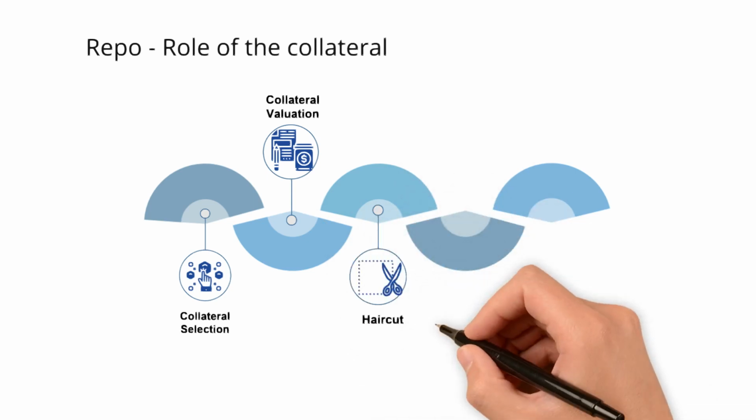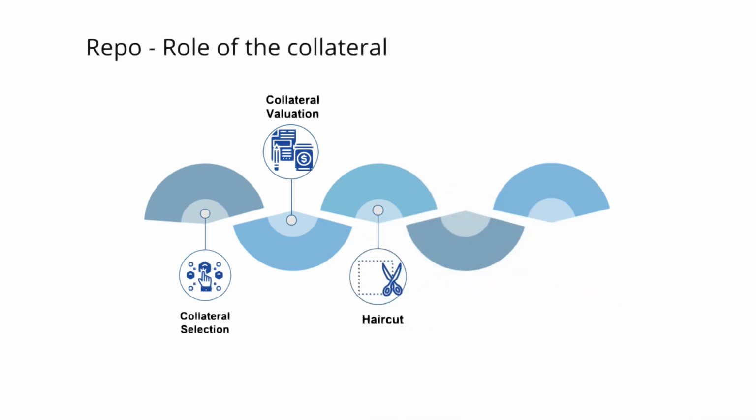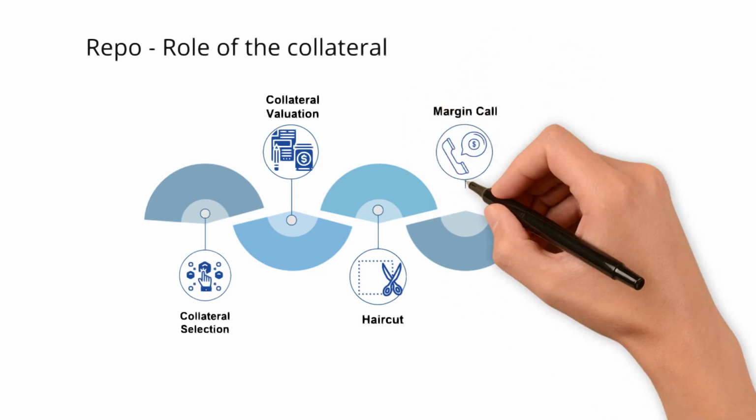Third, haircuts are applied to the value of the collateral to account for potential fluctuations in its market value and to provide a margin of safety for the lender. Haircuts represent a percentage reduction in the value of the collateral that is accepted as eligible collateral. The specific haircut applied depends on factors such as the quality, liquidity, and volatility of the collateral. Higher quality and more liquid assets typically have lower haircuts, while riskier or less liquid assets have higher haircuts.